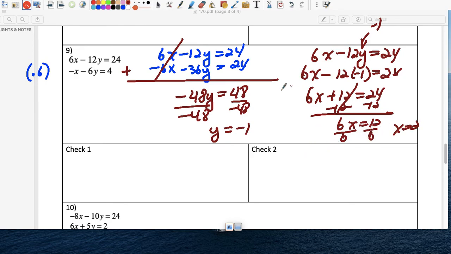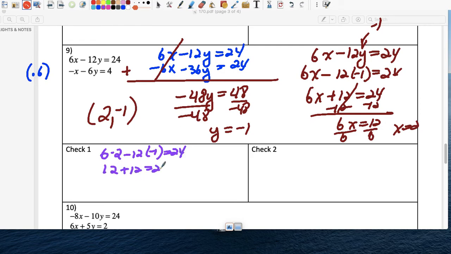Okay. Now, x equals 2. Our solution is 2, negative 1. The check. Pick either equation. You got 6 times 2 minus 12 times negative 1 equals 24. So we got 12 plus 12 equals 24. And that obviously is correct.